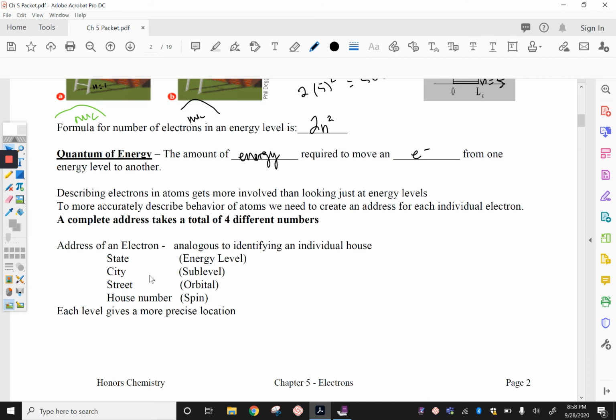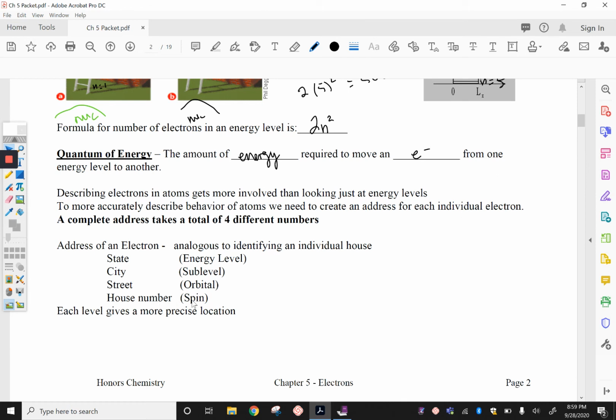We can come up with an address for each electron. We can figure out what energy level it's in, so that corresponds to like the state, right? Within each energy level, there are sublevels that kind of represent the city, so we're narrowing it down a little bit. Within sublevels, there are orbitals, so that narrows it down a little bit to the street. And then within orbitals, there are electrons that have different spins, and so that narrows it down to the house number.